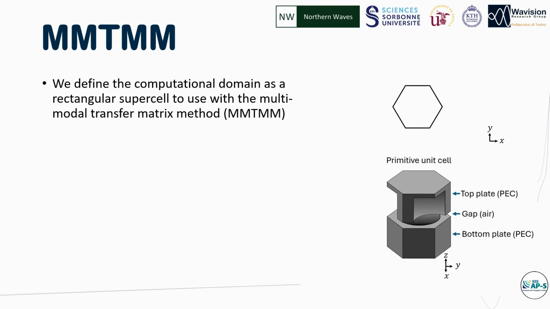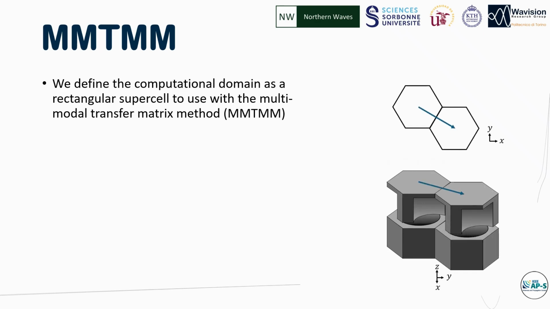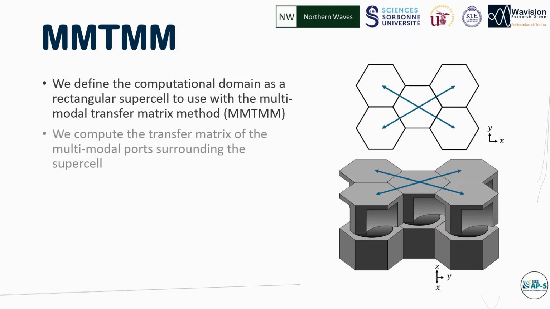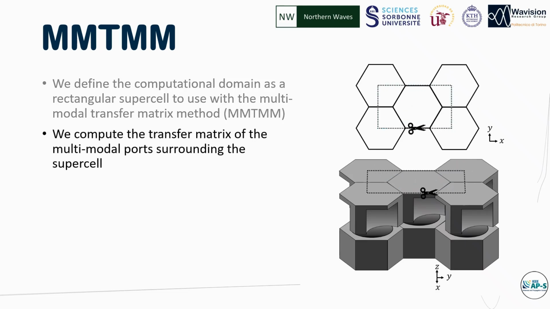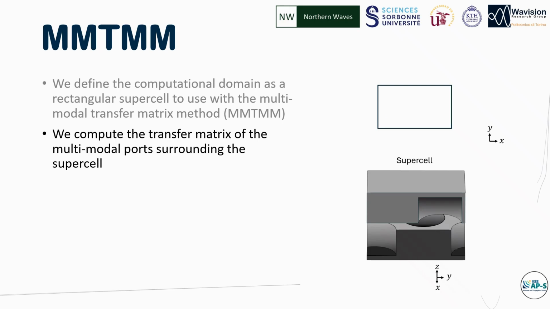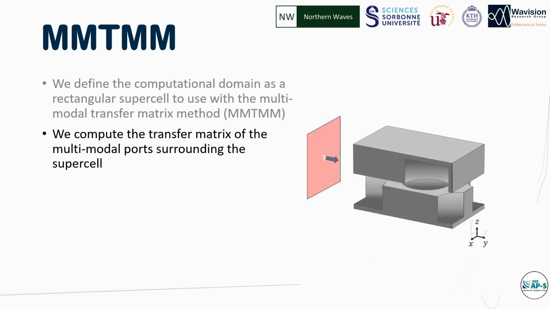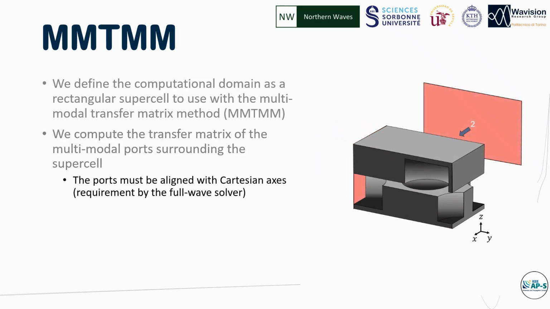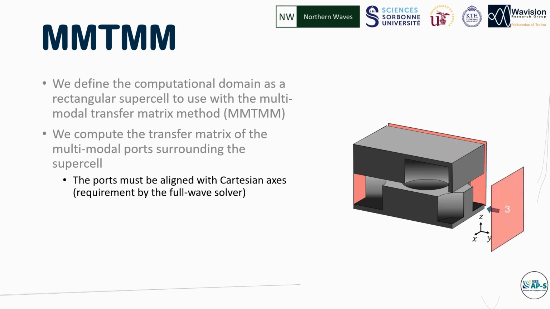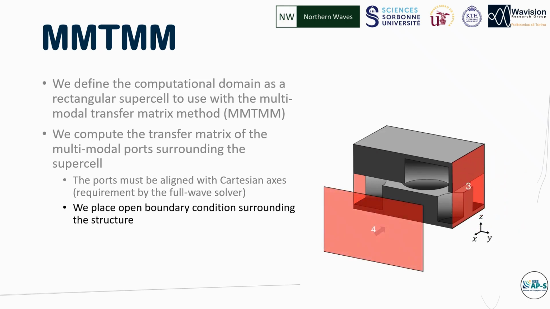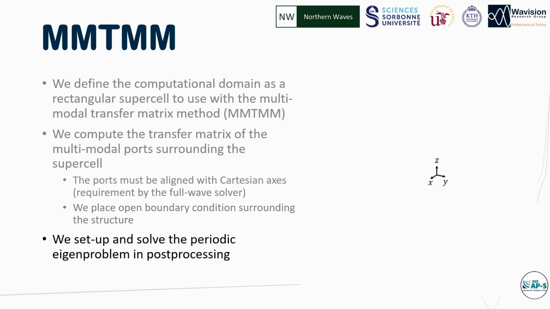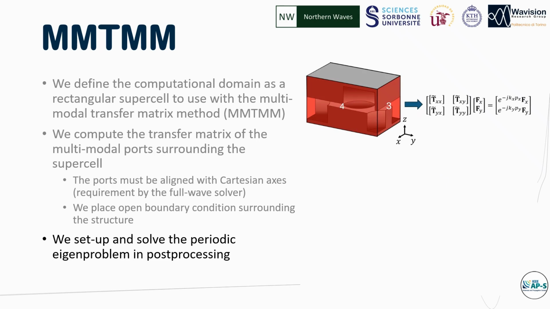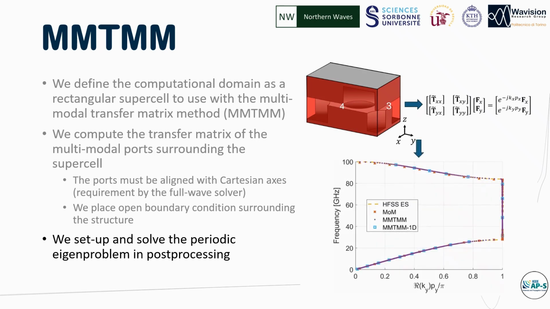However, in our numerical method, we define the computational domain as a rectangular supercell. This is because the first step of the multimodal transfer matrix method, the MMTMM, is placing multimodal waveguide ports surrounding the unit cell. These ports must be aligned with the Cartesian axis as required by the CST frequency domain solver with hexahedral meshing. Open boundary conditions are then placed on the port surfaces. In this way, we compute the transfer matrix and set up and solve the periodic eigenproblem in post-processing.